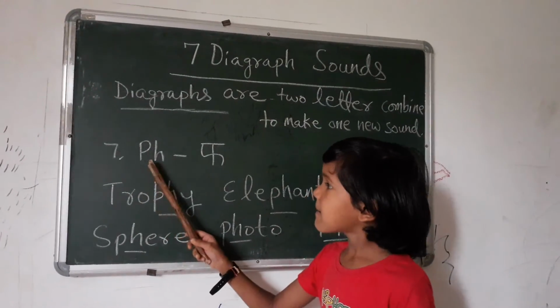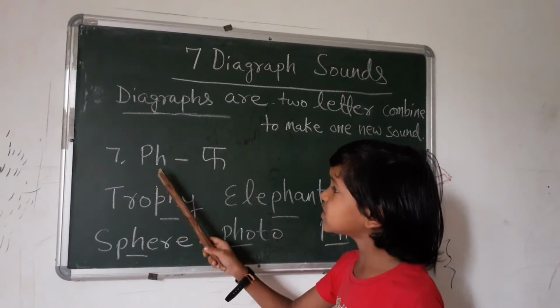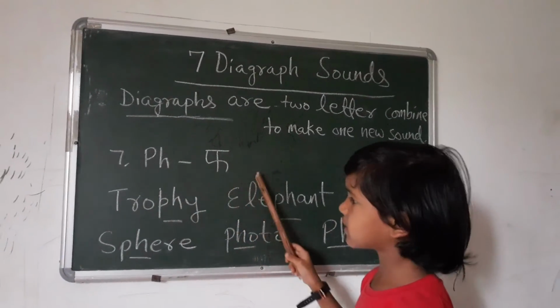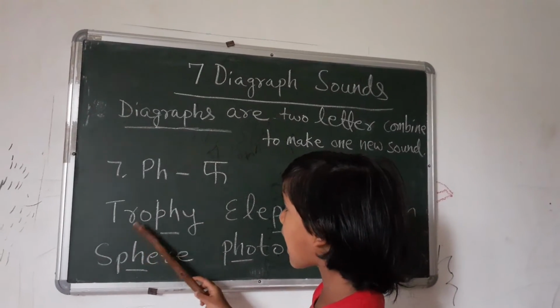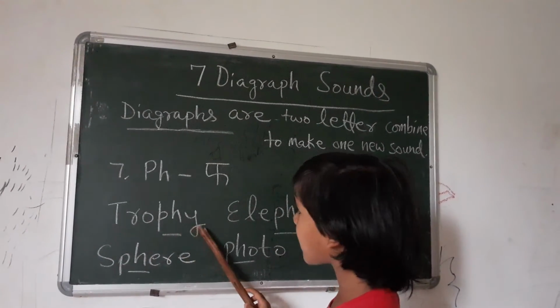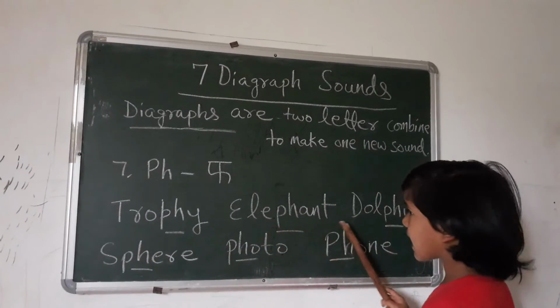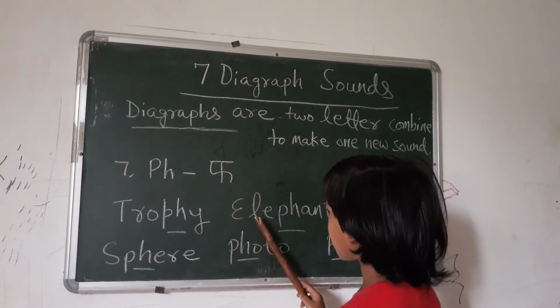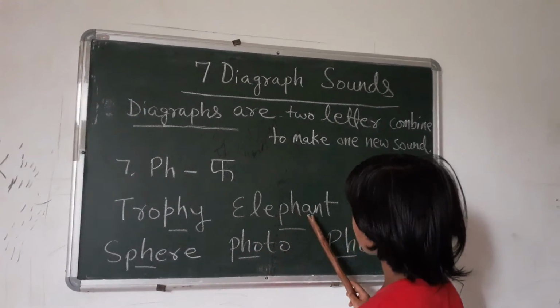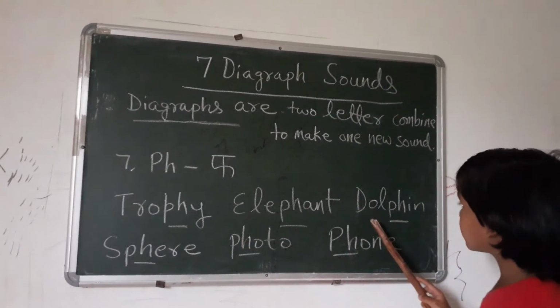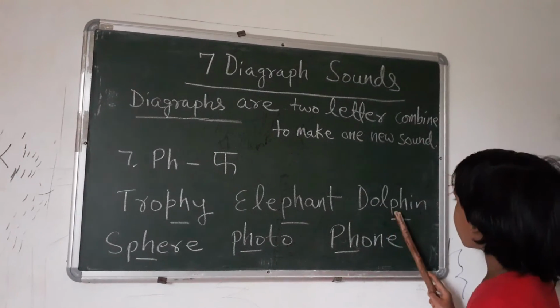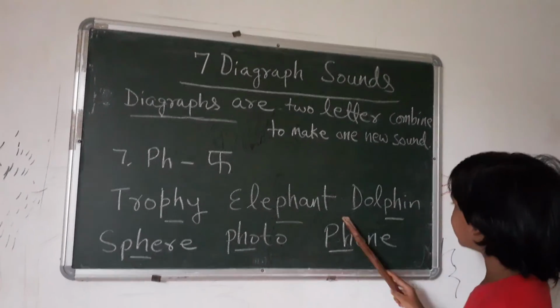Last one is PH. PH stands for the f sound, as in trophy. Trophy. Elephant. Dolphin.